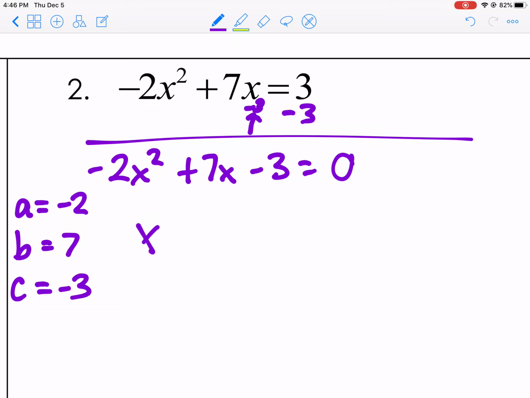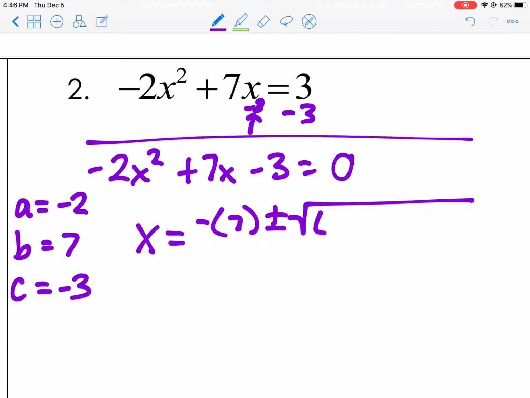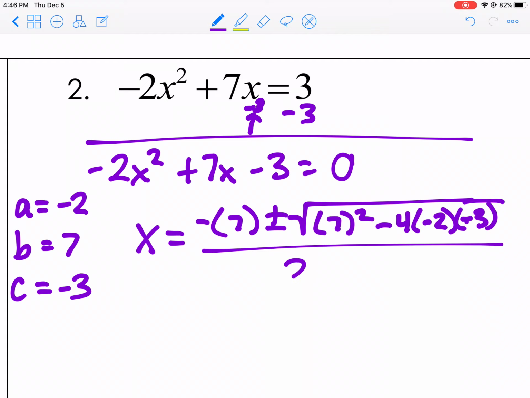So let's plug it in. x equals -b plus or minus the square root of b squared minus 4ac, all over 2a. Okay, simplifying the discriminant. 7 squared is 49. -4 times -2, that's 8, times -3, that's -24. Are we going to get -20 again? I feel like I've made an error. 7 squared, that's 49. What was I doing? 49 minus 24, that's going to be 25, right?